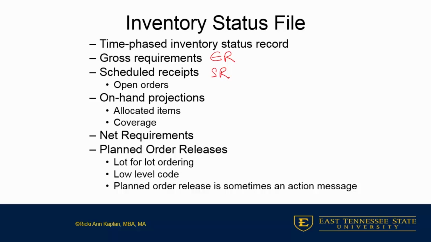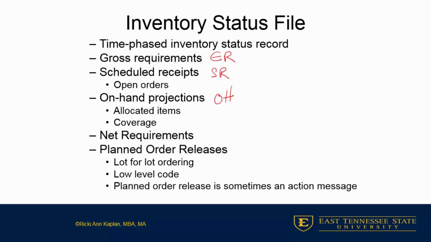On-hand projections, which I list as OH, on hand, is at the end of the time bucket. How many are left over? How many do you have at the end of that time period? We're going to take a look at allocated items that are already promised for things, or coverage, safety stock. What do we have that we can use?